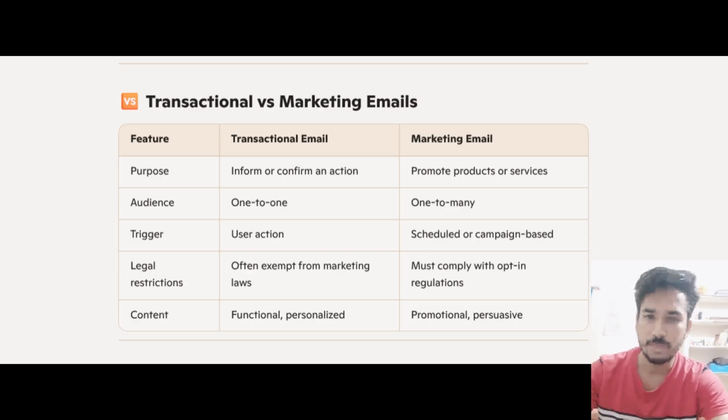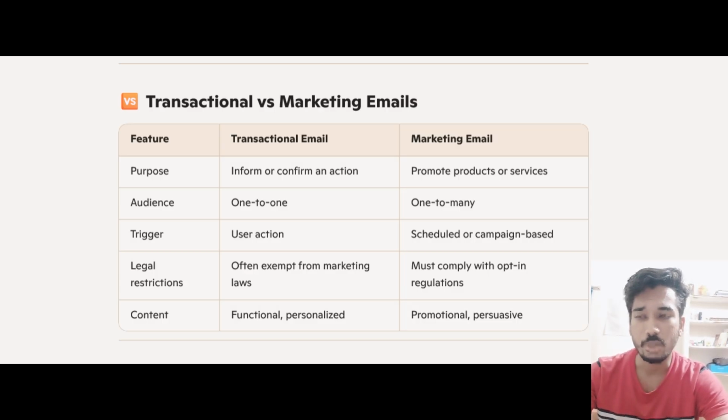When we look at the differences between transactional and marketing emails, you can see that the purpose of a transactional email is to inform or confirm something for the user, while the purpose of a marketing email is to promote products or services. When talking about the audience, transactional emails are focused on one person only, because that particular user has triggered that action. So there is a one-to-one relationship between the email and the user. And when we talk about marketing emails, there is one-to-many, since one email is sent to a bunch of people, like thousands of people receiving that same email.